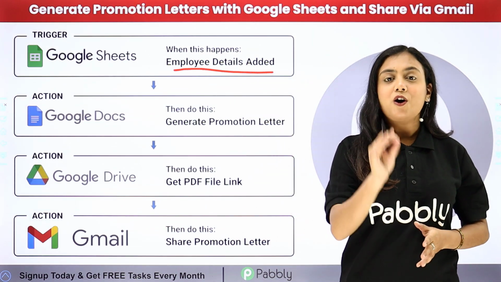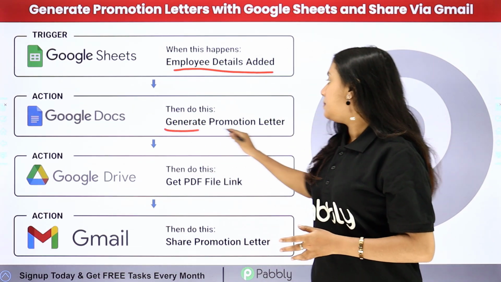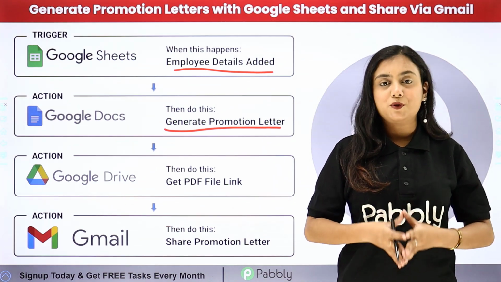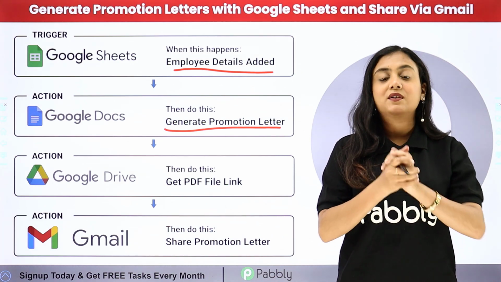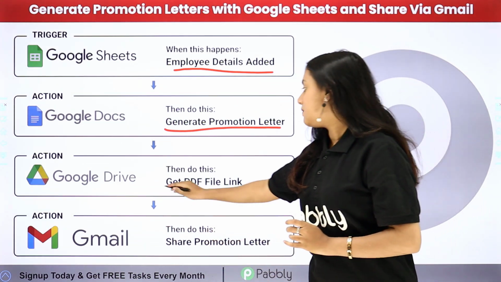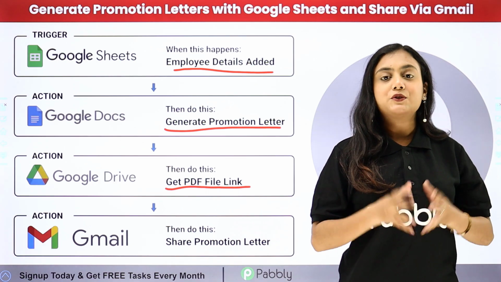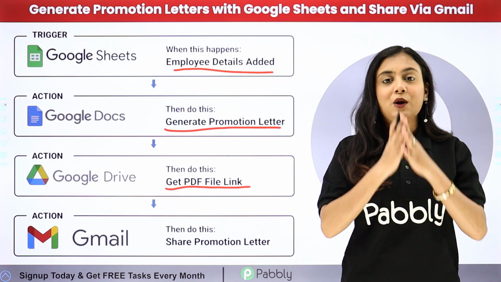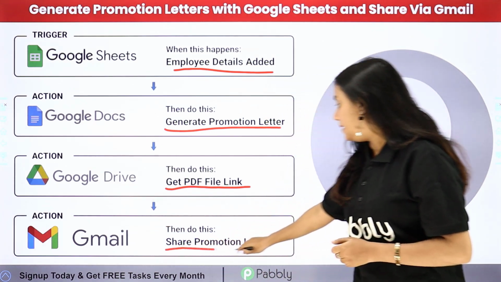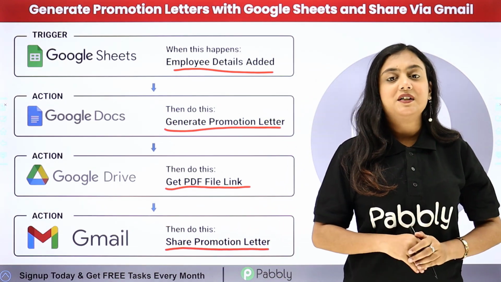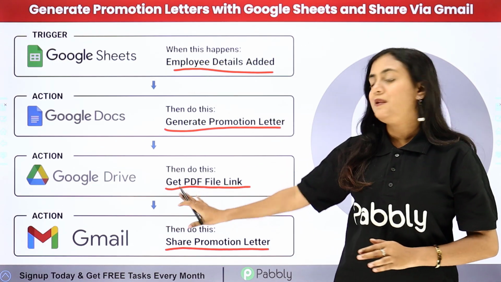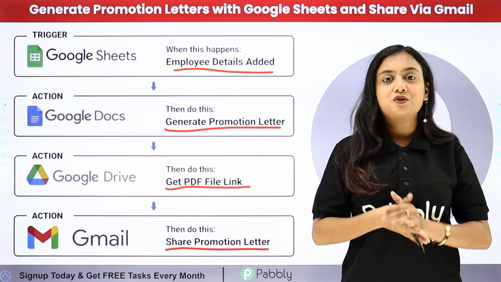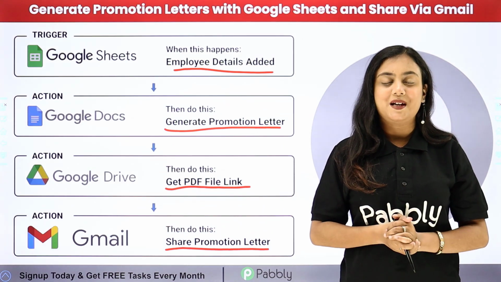With the help of this automation, whenever you add the details of your employees in your Google Sheets, a promotion letter will automatically be generated with the help of Google Docs, as we have created a template of promotion letters in our Google Docs. With the help of Google Drive we are going to receive a PDF file link, and we are going to send an email to all of those employees whose details are added in our Google Sheets with the attachment of that PDF file link. For that, we need to create an automation between all of these applications with the help of Pabbly Connect. If you want to learn how to do this automation, then let me take you all to my screen.